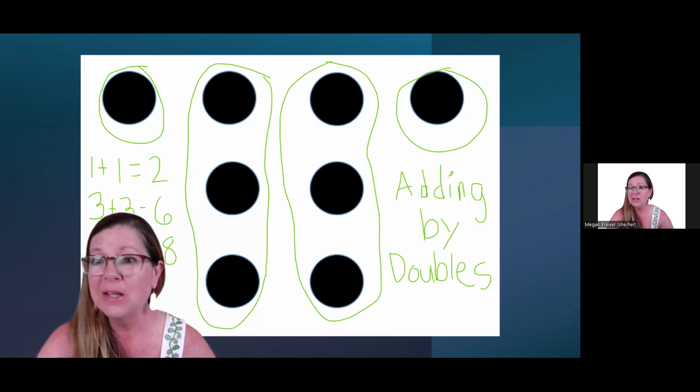So by naming the strategies, we can empower our students to now have this common language, because 1 and 1 make 2, 3 and 3, 6. Those are doubles. And knowing the names of strategies can be really powerful for students to be able to make connections with each other and be able to use that strategy again.